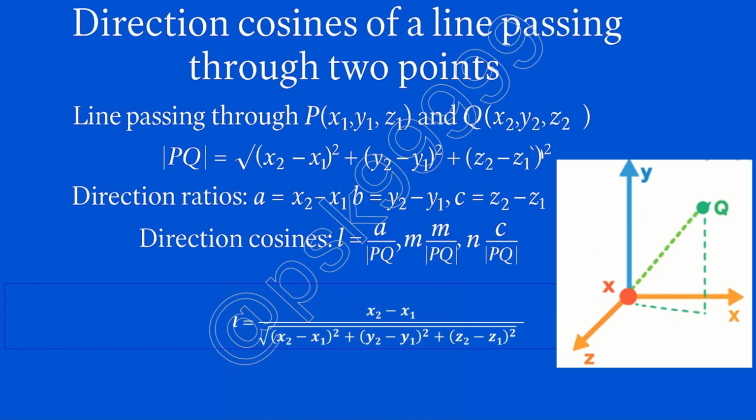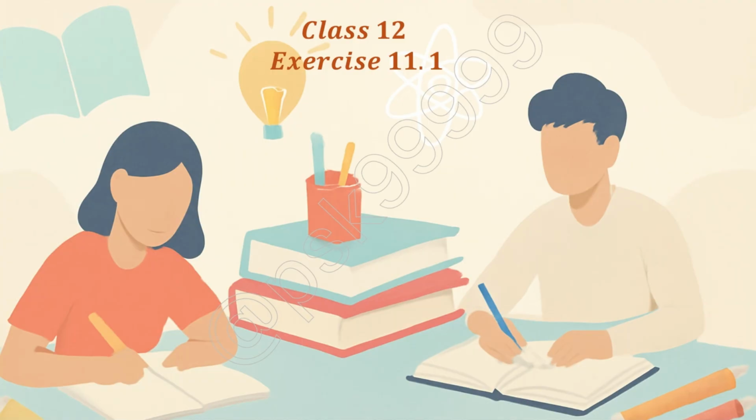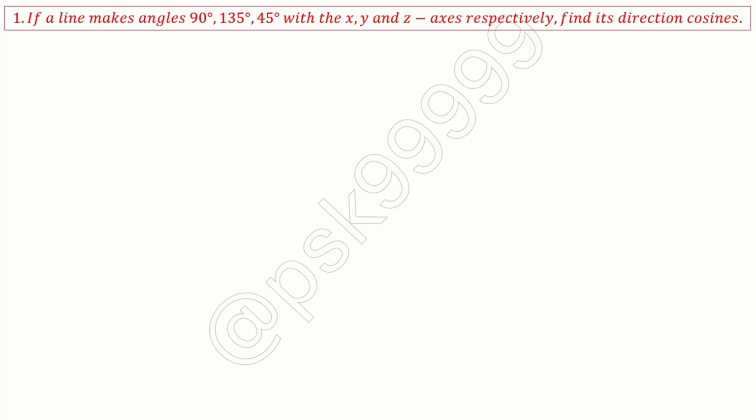Yeah. And next, let's do chapter 11.1. Most of these questions are covered on direction cosines and direction ratios. Let's understand this more. If a line is making 90 degrees, 135 degrees, and 45 degrees with the X, Y, Z axes respectively, find its direction cosines.